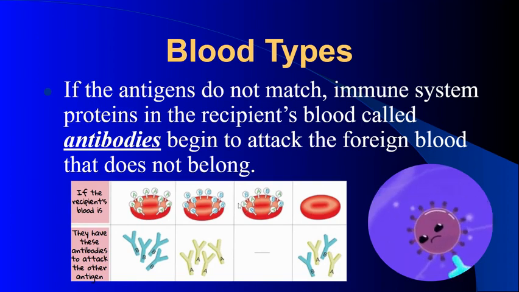If you have A and B antigens on your blood cell, you're not going to have any antibodies because otherwise you'd be attacking your own blood all the time. But if you have type O blood with no antigens, you have both A and B antibodies ready to fight off either A or B blood.